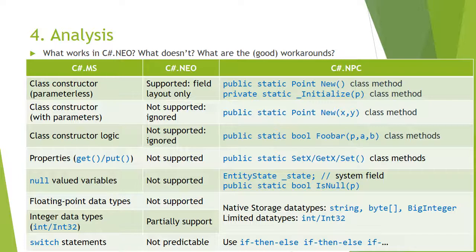Null valued variables in the middle of the table there are not supported in C#.neo. So how do you implement that? A fairly important decision was made to start including a set of what are called system fields in the definition of each class. A really key one is the _state field, and it's an enum that's driven by the entity state type. We'll see a lot of that example.